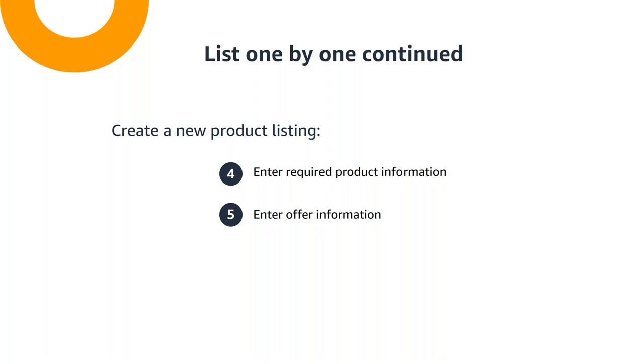Next, enter information about your offer. This is the same information you enter when matching an existing product. On the Images tab, upload between 1 and 9 pictures for your product. Remember to use professional images with a white background with the product filling at least 85% of the frame.